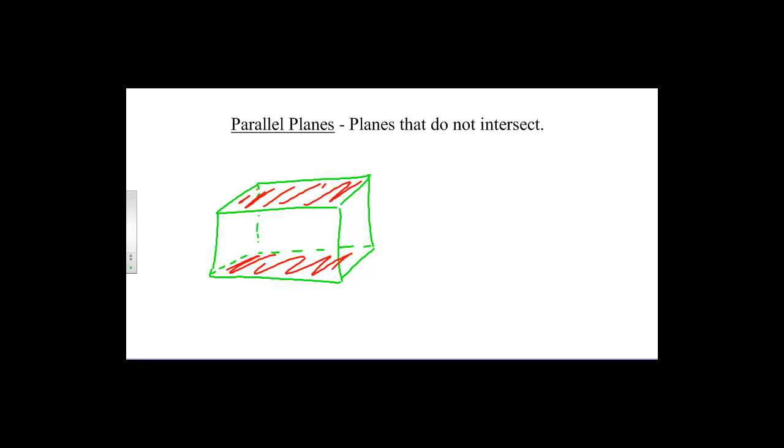Parallel planes are two planes that do not intersect. If I go back to that same shoebox I had drawn before, my parallel planes would be the planes that don't run into each other. An example of this would be the top and the bottom. Those two planes are parallel to each other. They would never get closer together. They're never going to get farther apart. They're parallel. Another example would be the sides. Those two planes there would also be parallel to each other.